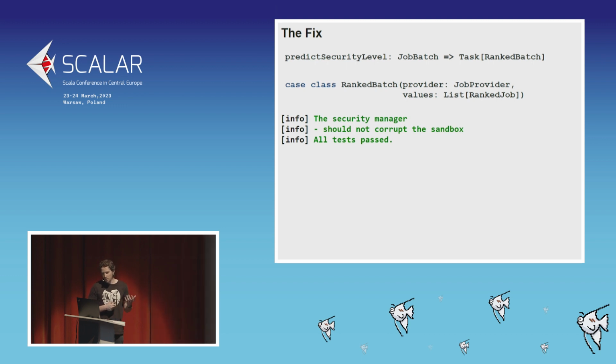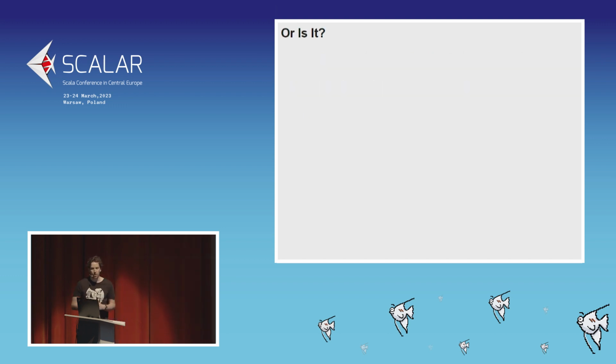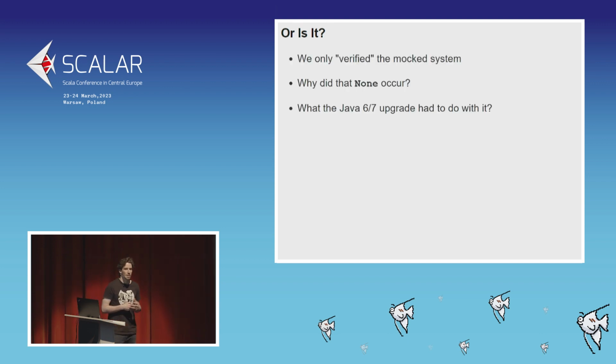So the non-corruption property that we defined for our code seems to hold, but there are still some issues left. We only verified the mock system. So we had a model of how the system should work. We never managed to reproduce the bug on the actual system. We have no idea why the None value occurred in the first place, and what the Java 6.7 upgrade has to do with it at all.